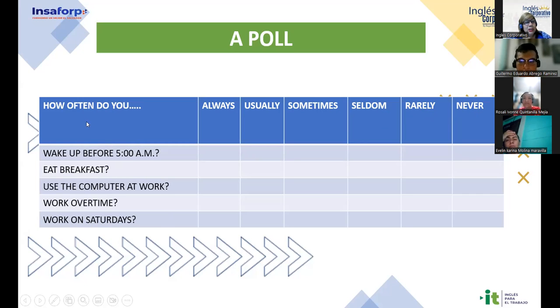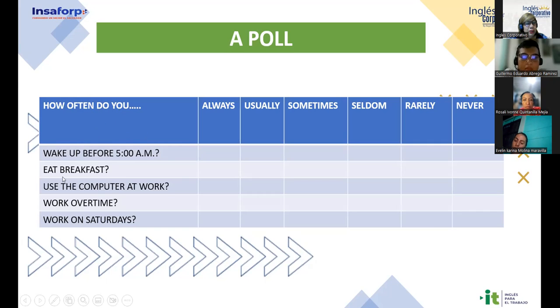Okay, and then you are going to do the following. We would go to the break hour rooms, but I don't know if we can, because only 8 students are not enough, so I have to do it here in the class. You are going to ask the rest of the class the question, how often do you, and a complement. For example, how often do you wake up before 5 a.m.?